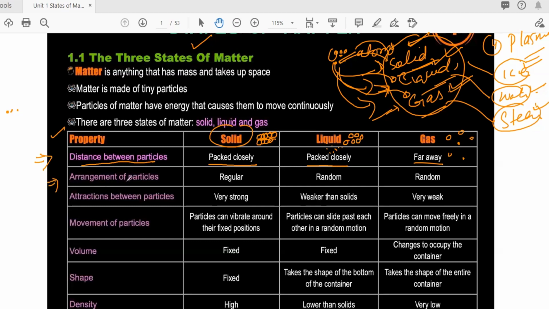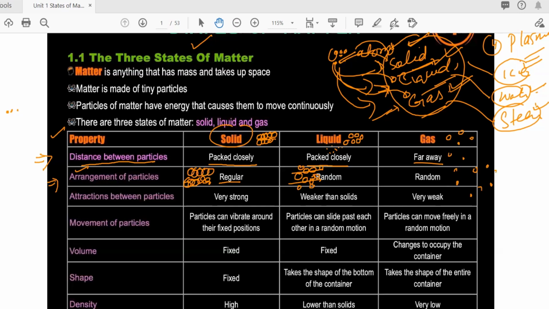Number two, arrangement of the particles. Here, regular. Regular means they have a pattern. But here, random. Maybe you'll find it like this, then like this, like this. They are not in a regular arrangement. In gases also random, the particles can arrange themselves in any way. So this is the main difference between solid, liquid, and gases: how the particles are arranged.